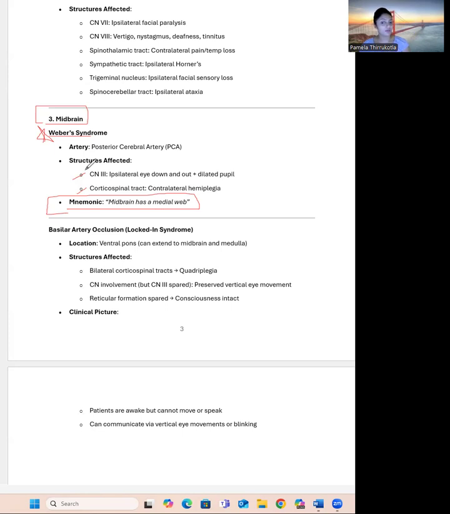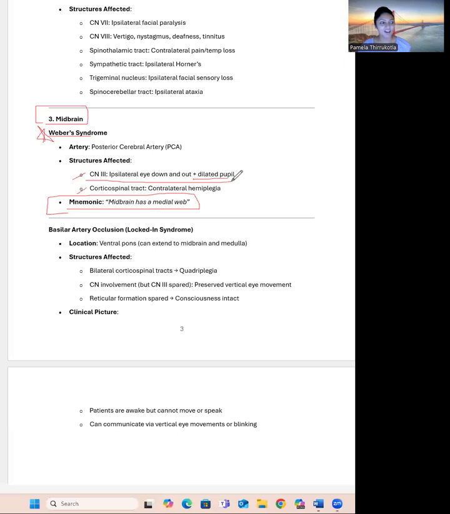And you know your cranial nerve 3 is also responsible for pupillary constriction. So if the nerve is involved, it is going to lead to dilation of the pupil, right? This is what you learn in pupillary light reflex. So cranial nerve 3 is going to cause an ipsilateral eye down and out along with your dilated pupil.